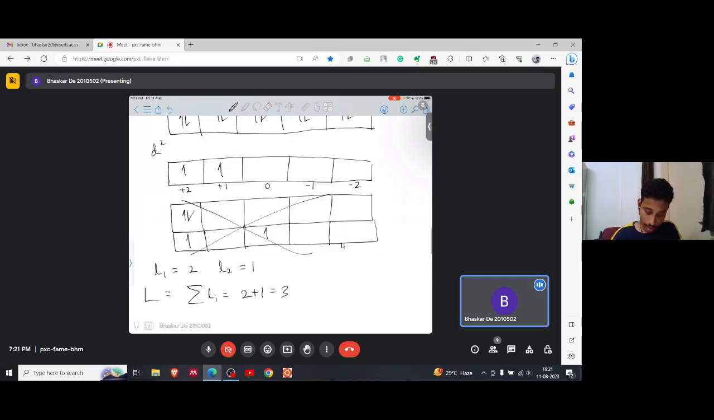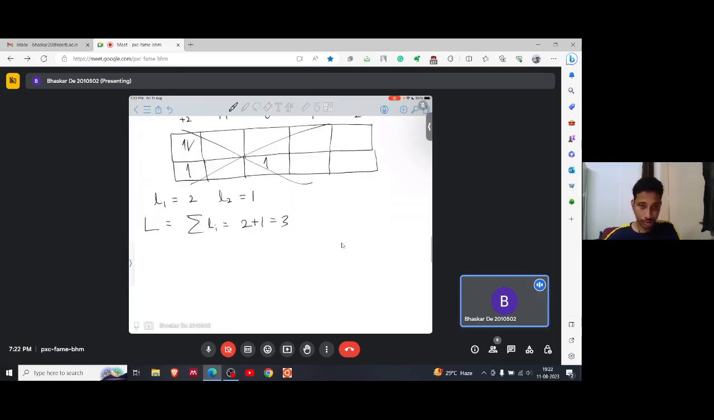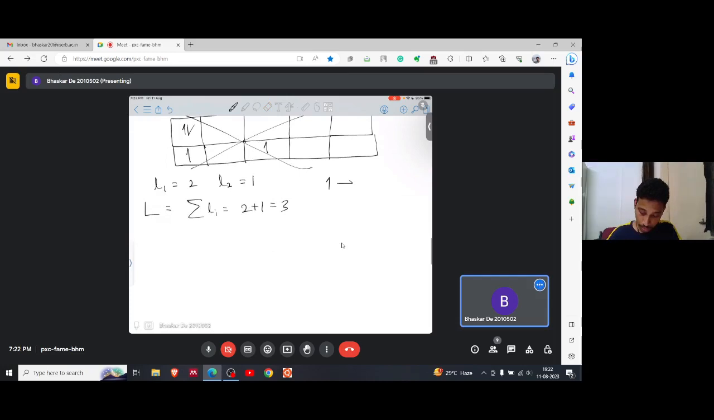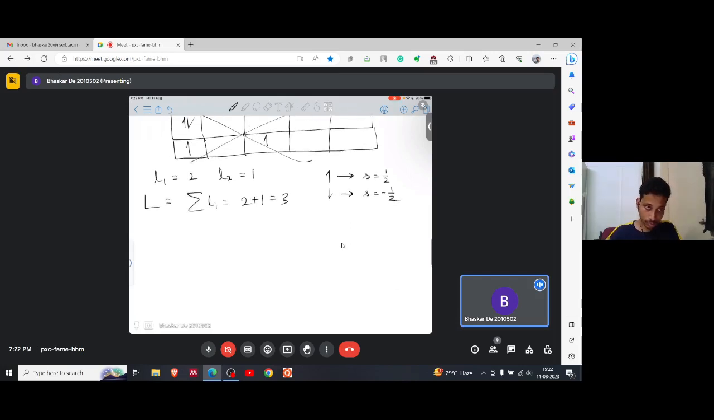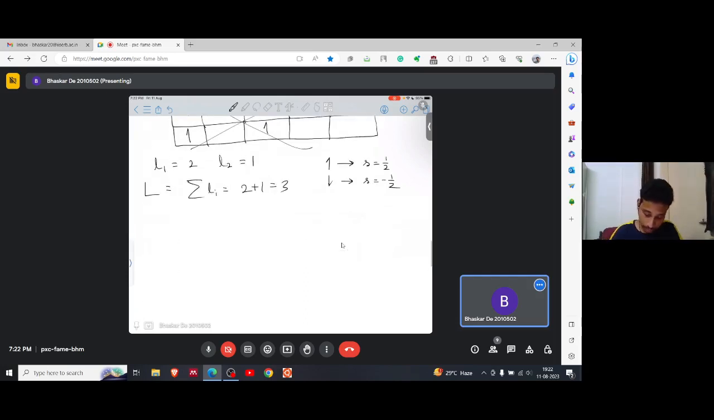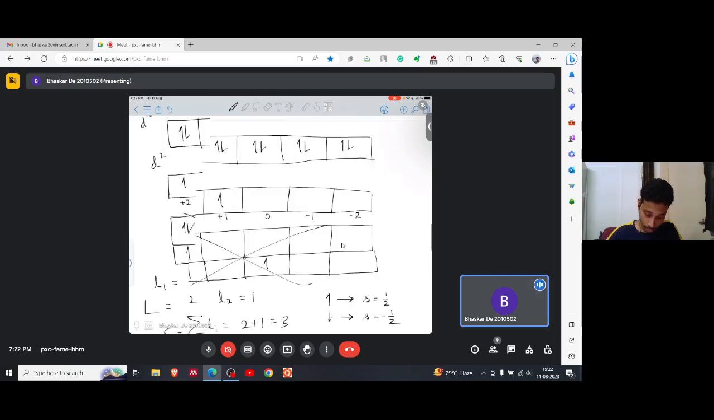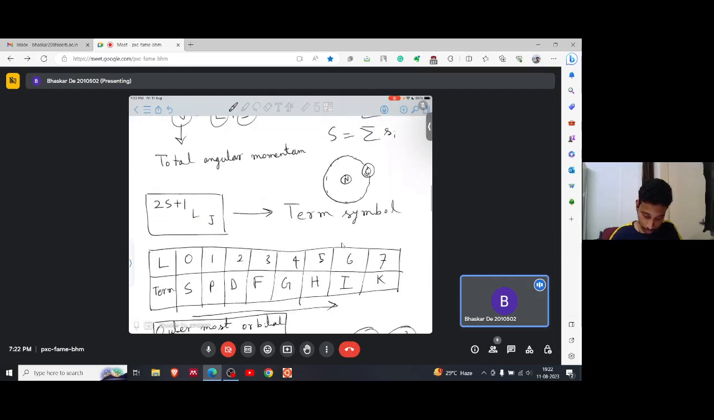And now these are the up spin and down spin. So in electron we think that up spin corresponds to S equal to plus half, and down spin corresponds to S equal to minus half. Now these two are up spin, so basically here the two electrons have the same spin but in different orbitals. So S will be half plus half, that is 1. Then what we need to calculate is 2S plus 1, L and J.